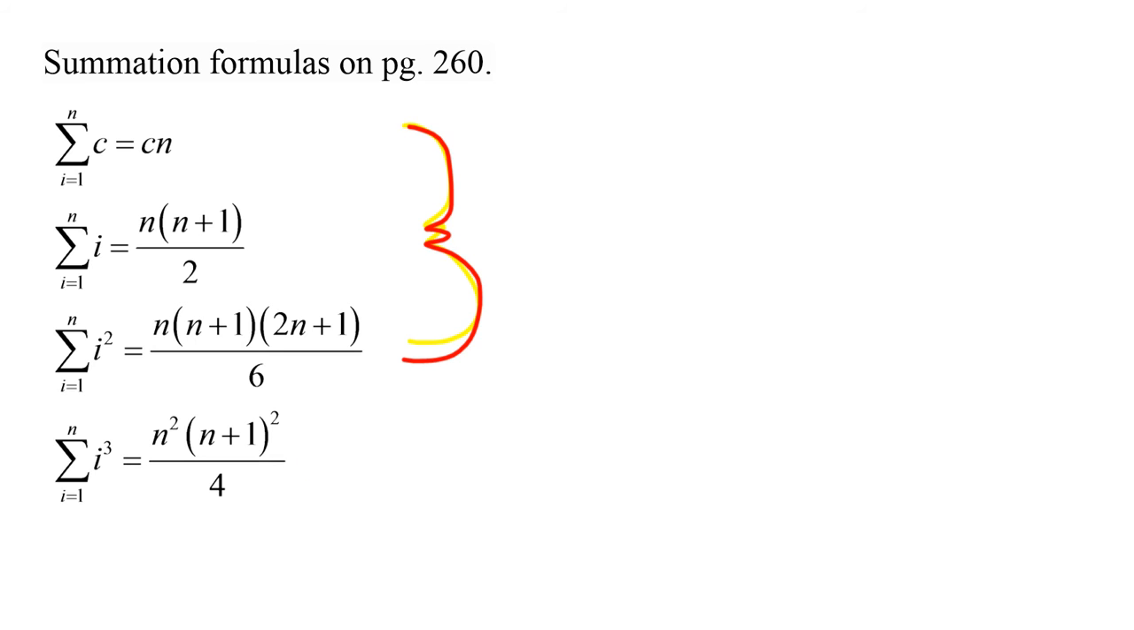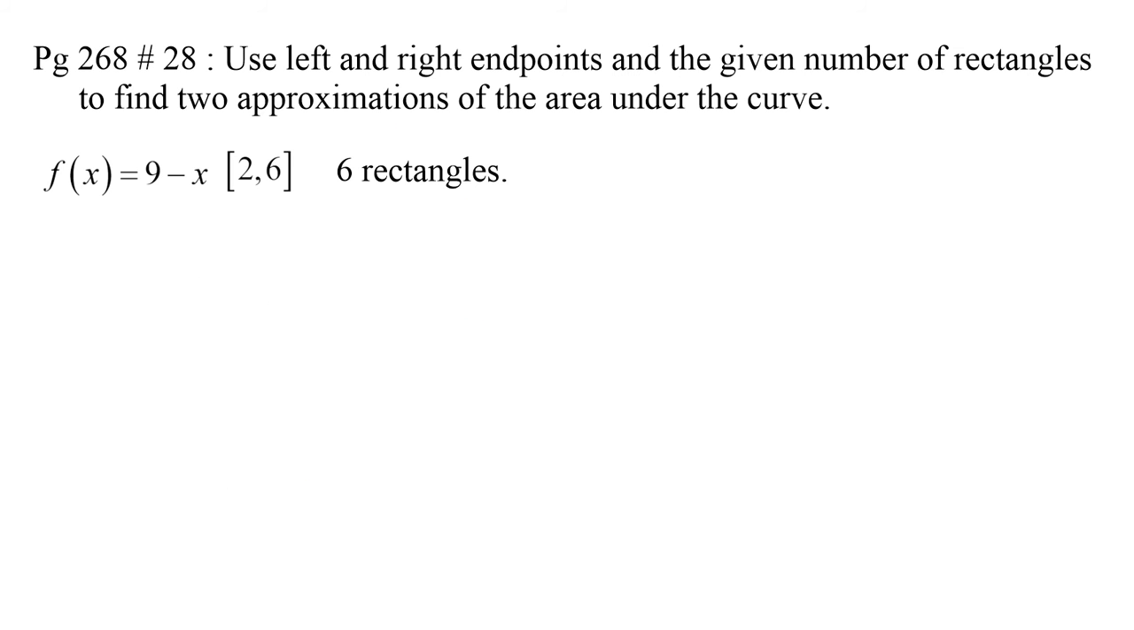All right, so let's move to here. First example. Okay, and we're back. There was just a quick pause. Anyway, so let's talk about this one right here. It says use left and right endpoints and a given number of rectangles to find two approximations of the area under the curve. Now I picked this one because we can actually calculate the area under this curve by hand.